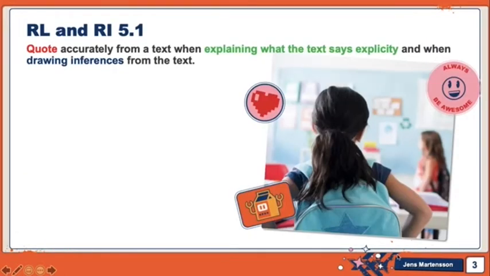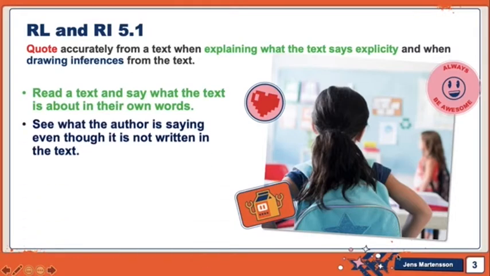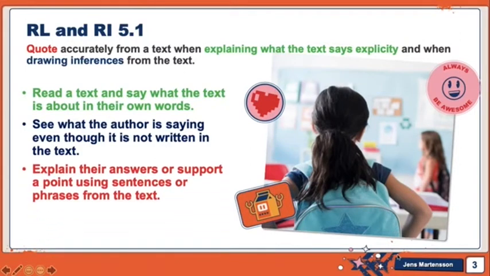Reading Literature and Reading Information Standard 5.1. It is to quote accurately from a text when explaining what the text says explicitly and when drawing inferences from the text. So that means that students will read a text and say what the text is about in their own words. They will also see what the author is saying even though it is not written in the text. And finally, explaining their answers or supporting a point using sentences or phrases from the text.